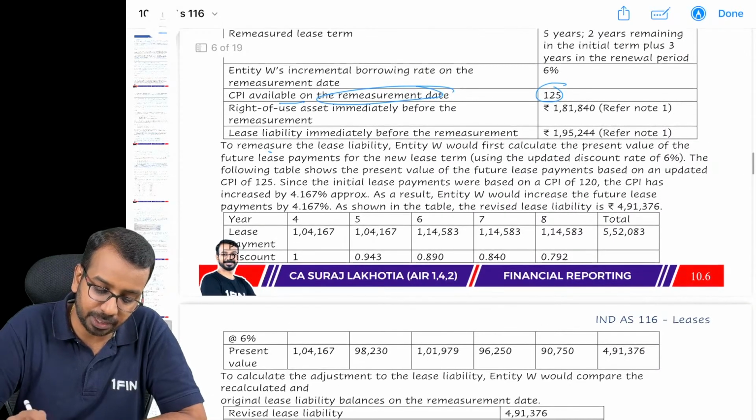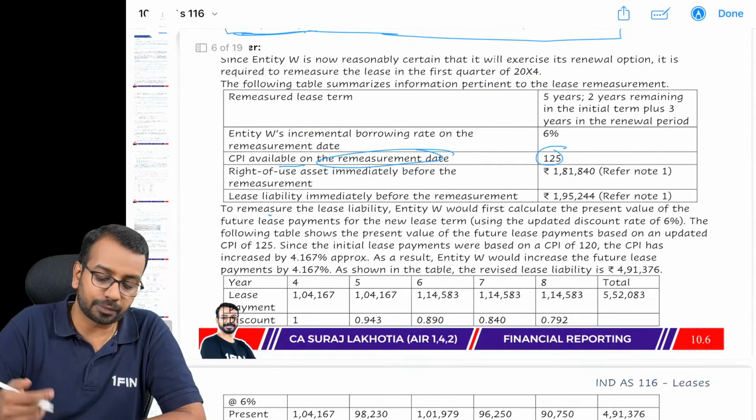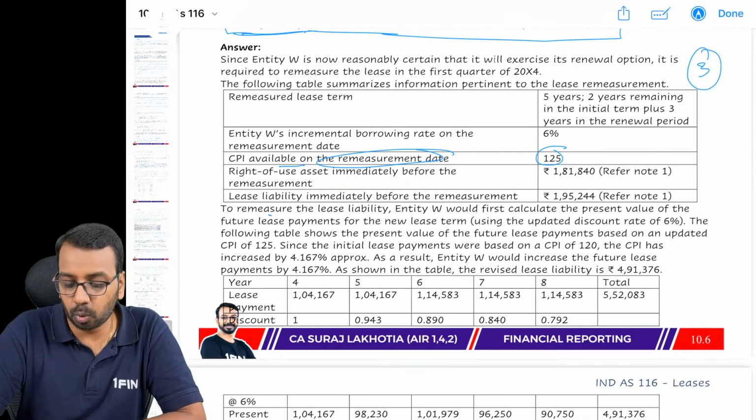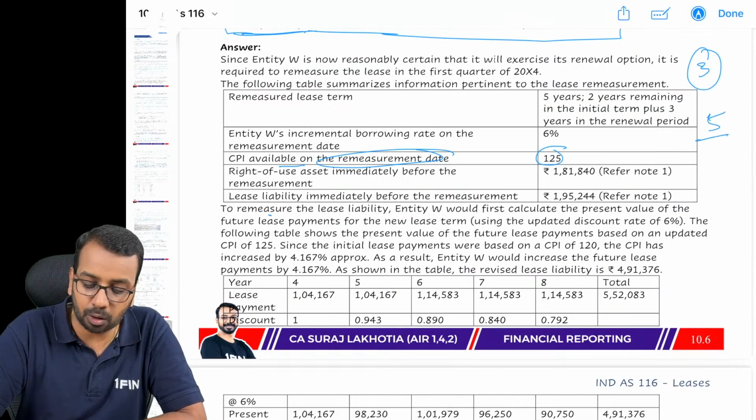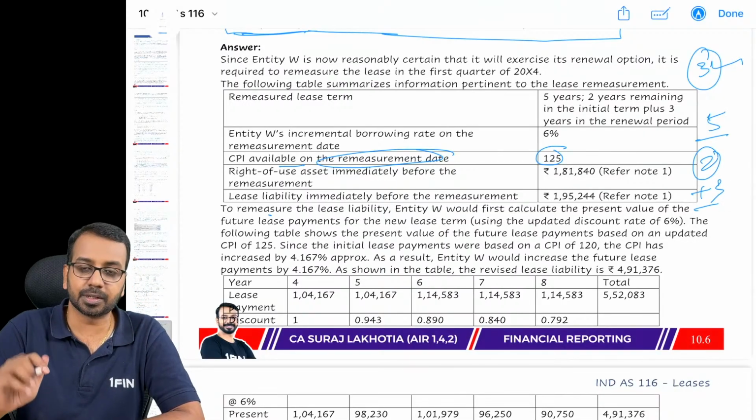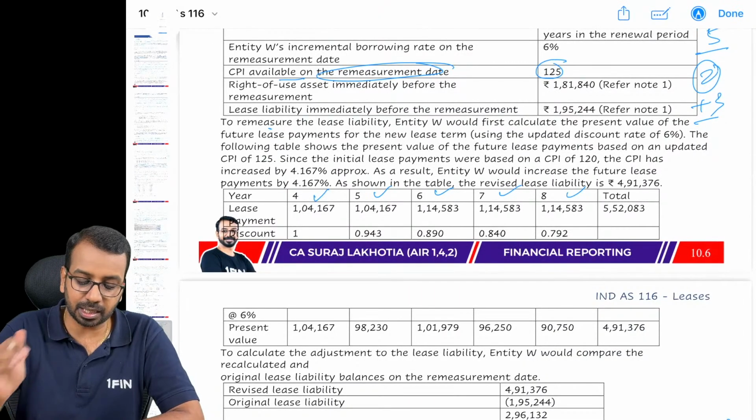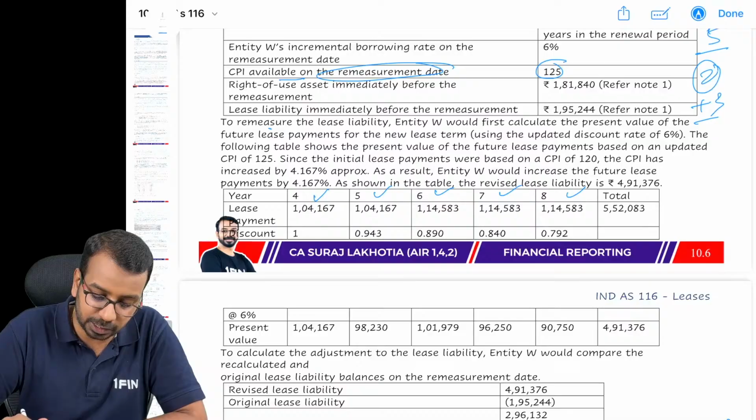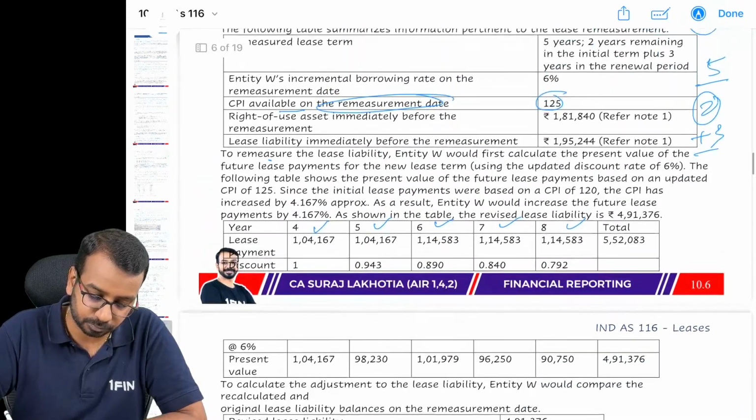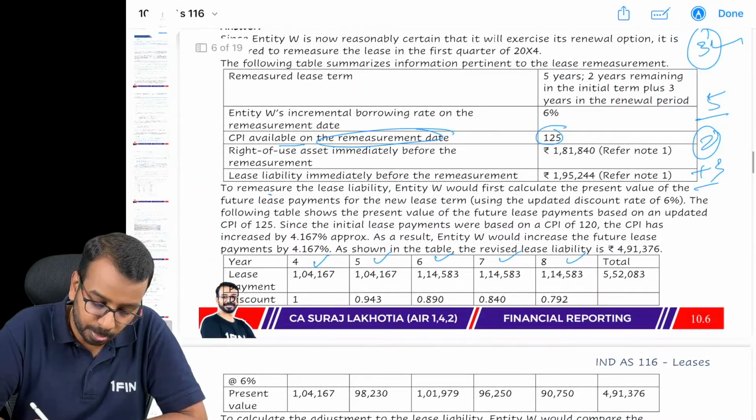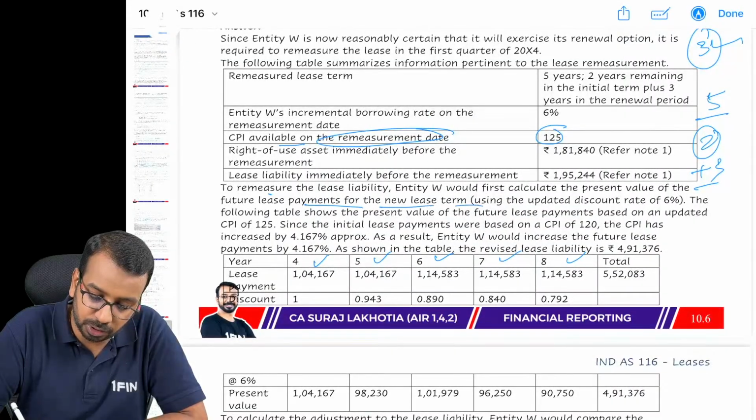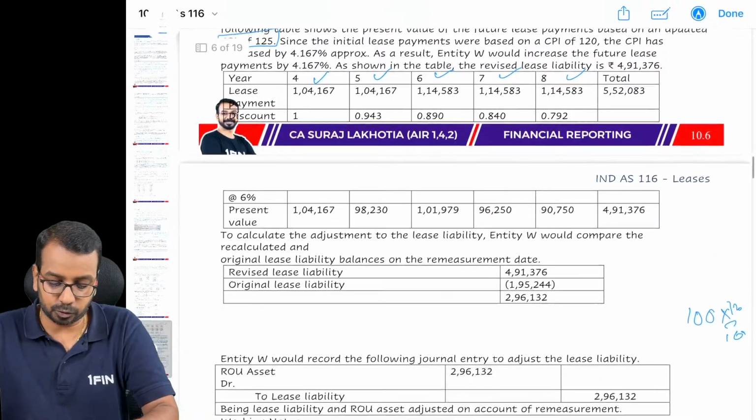Whenever there is remeasurement happening, now after 3 years, original term was 5 years, out of 5, 3 years are done, 2 years are left, plus 3 years renewal, so again 5 years. So year 4, year 5, year 6, year 7, year 8, these years are there. Then what is the lease payment? Future lease payments for the new lease term using the updated discount rate of 6% we have to calculate, and CPI of 125.